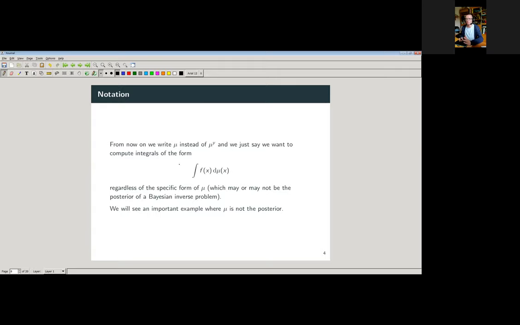And now, because we are dropping this Bayesian inverse problem setting, we'll just write mu instead of mu y. And this just says we're interested in computing integrals of this form. So if f of x is x, then this is the mean. And if we set f of x to x minus the mean squared, then this gives us a variance, and there are more complicated functions that you might want to look at. So integrating those over this posterior measure is something interesting and gives you insight into the form of the posterior.